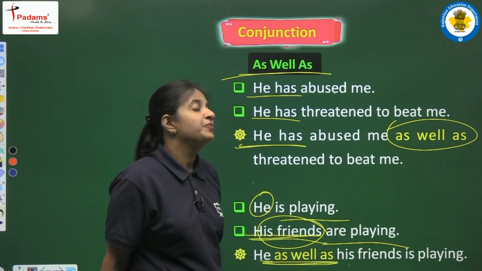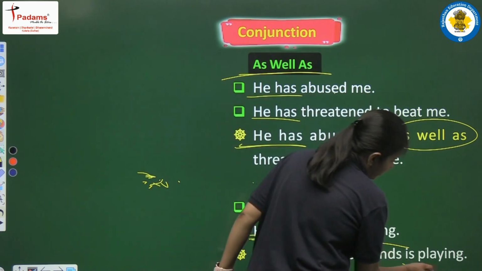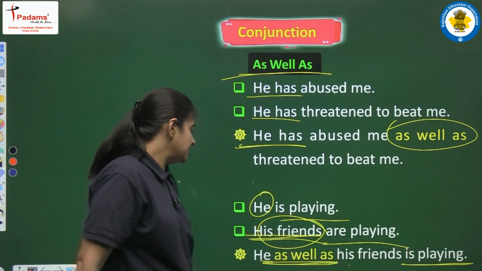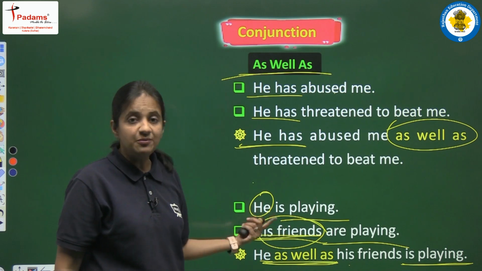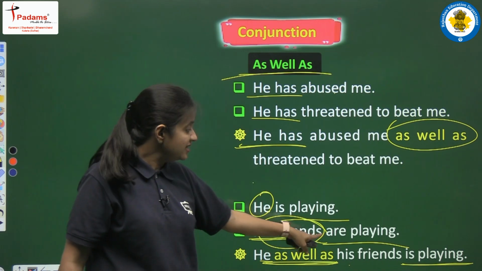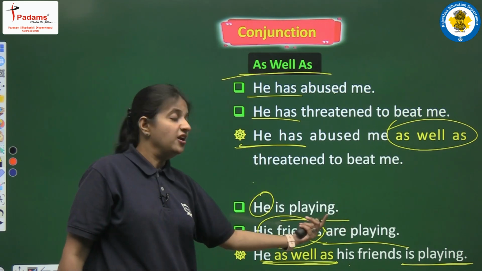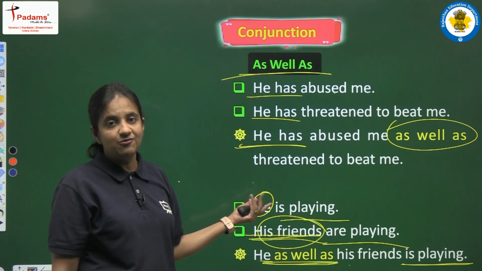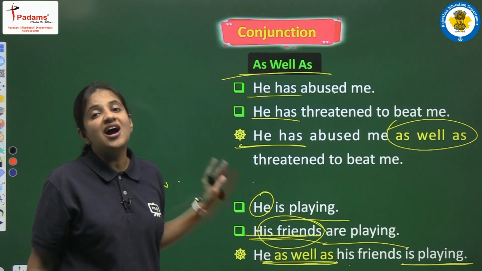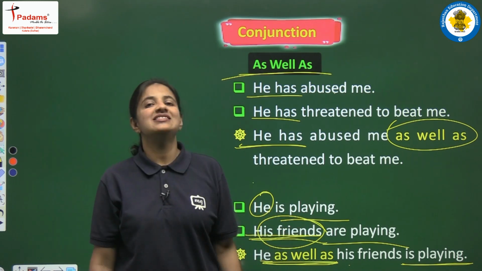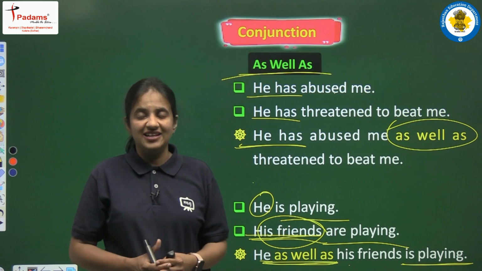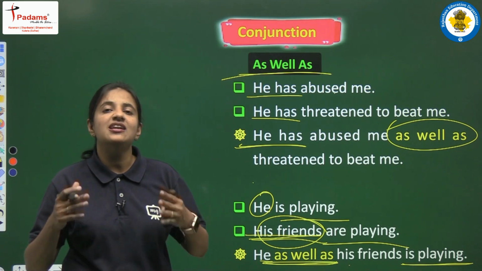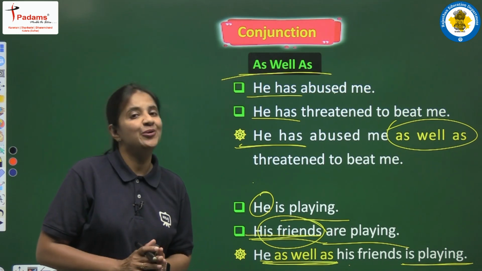This much is clear. Now it comes to our helping verb. So students, here we have is, because he is singular. In the second sentence we have are, because his friends is a plural subject. So according to that we have is or are. But now when we are combining the sentences, the question is what kind of verb we have to use.